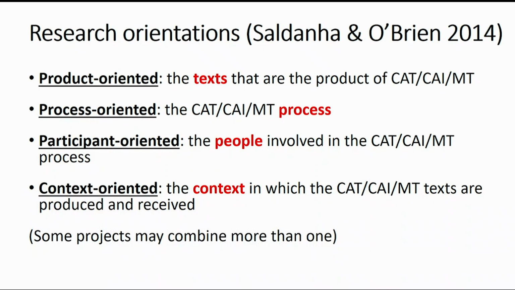And they identified 4 potential research orientations. So orientations that are about the product, which we might think of as the text. What are these tools producing? The process, how are they affecting the way that we get the product? Who, the people using the tools? And finally, the context in which the texts are produced and maybe even received. And of course, it's possible to combine some of these different orientations into one larger project.